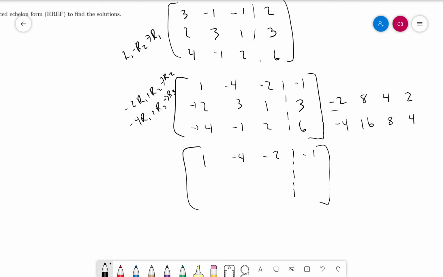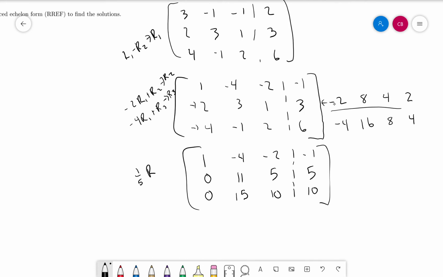Okay, now we're going to add these to these ones. -2 and 2 is 0, which is what we wanted, so we're good. 8 and 3 is 11. 4 and 1 is 5, and 3 and 2 is 5. Okay, then we get a 0. 16 and -1 is 15. 8 and 2, that's 10. 6 and 4, that's 10. So we're good here. Then we are going to, let's get the bottoms all divisible by 5.